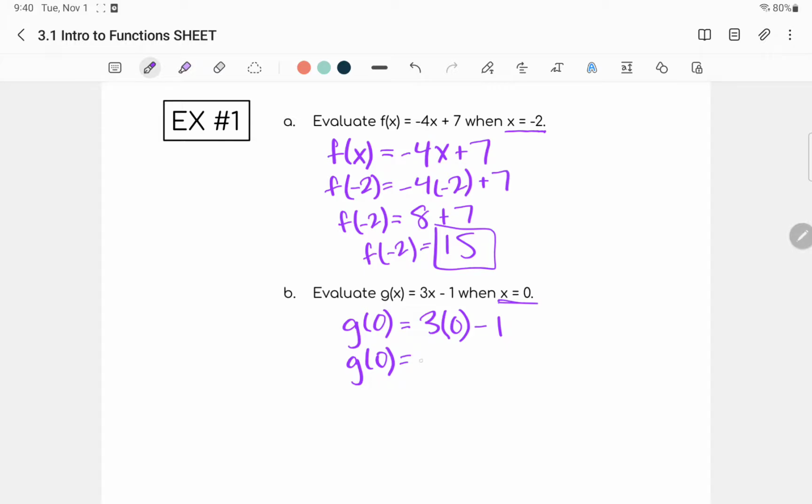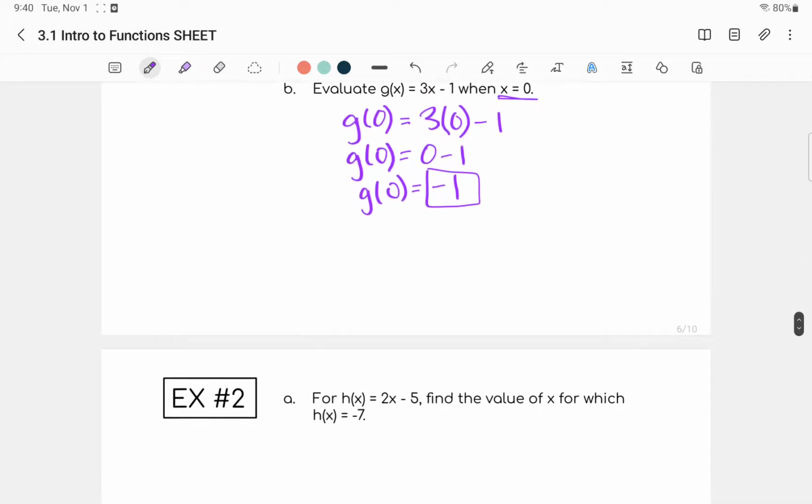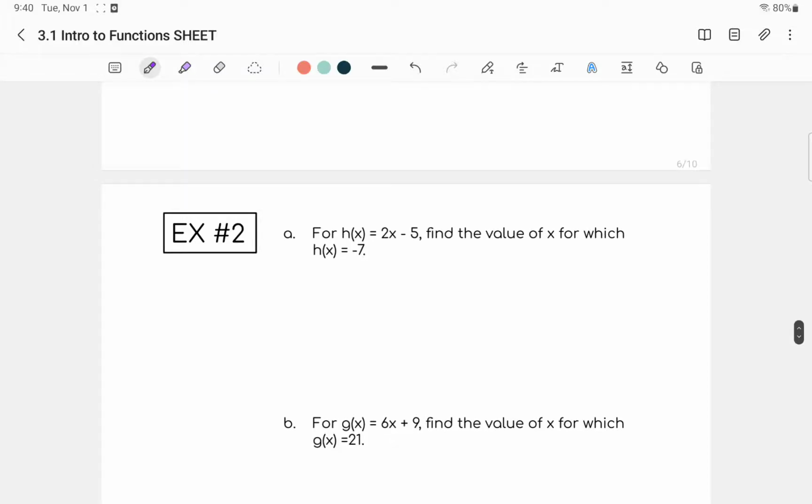So 3 times 0 is 0. And then 0 minus 1 is negative 1. So my function when x is 0, or my output, is going to be negative 1. All right, so that is example 1. And let's go ahead and look at example 2.